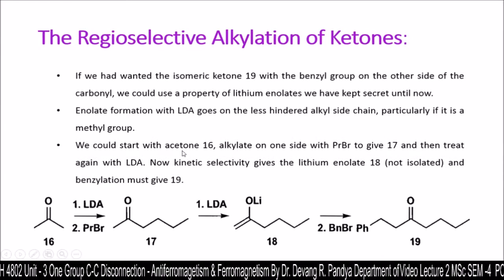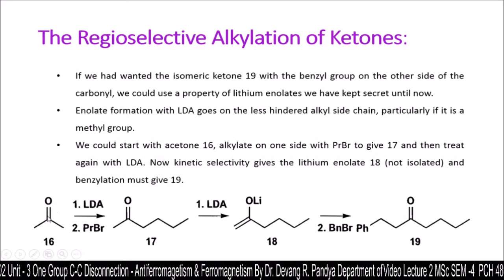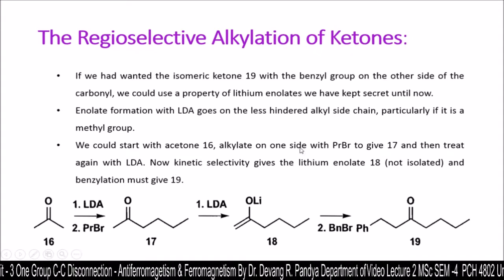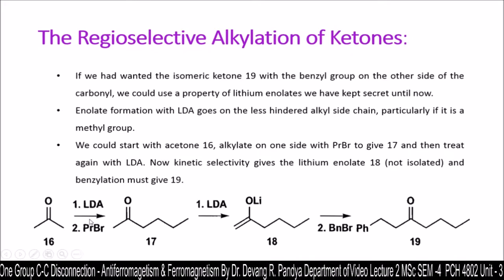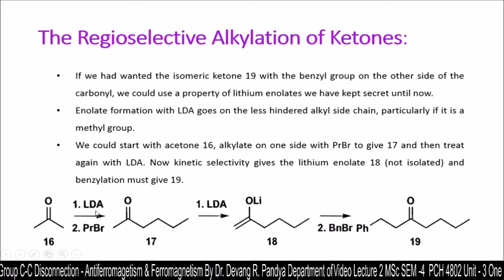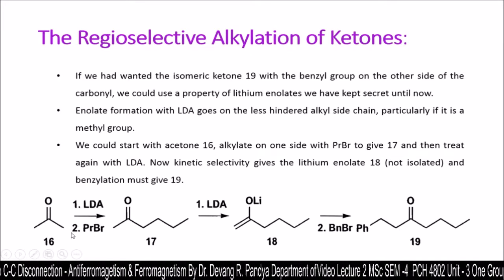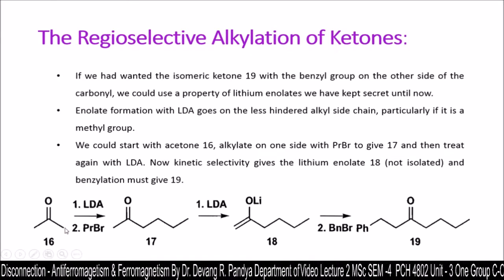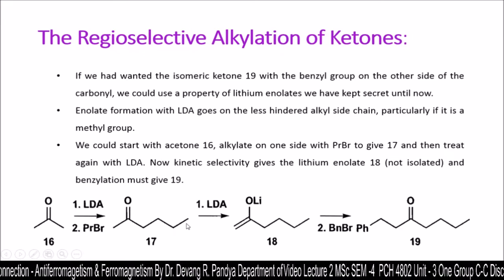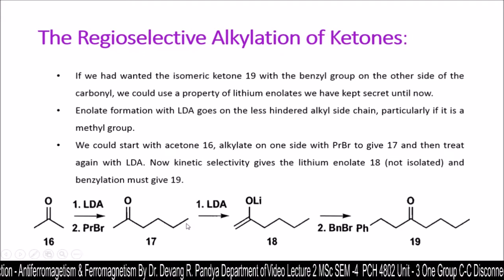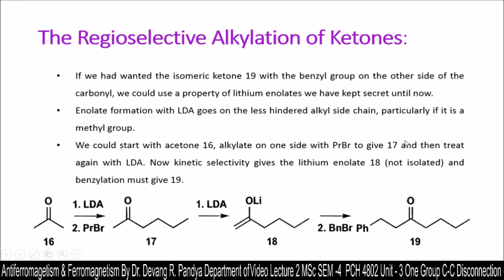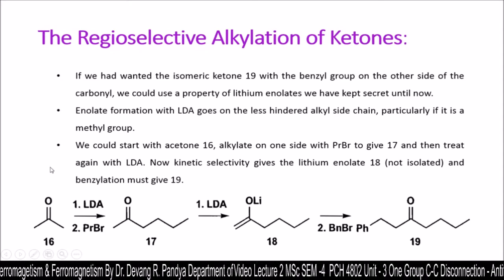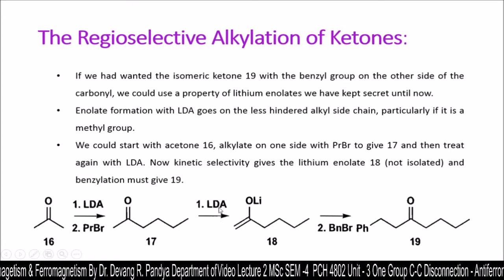We could start with acetone, that is structure number 16, and alkylate on one side. So one side is going to be alkylated by treating with LDA followed by propyl bromide. We are going to alkylate it from this carbon. So we are going to get this side chain over here, and structure 17 is going to be obtained, and then treat it with LDA.